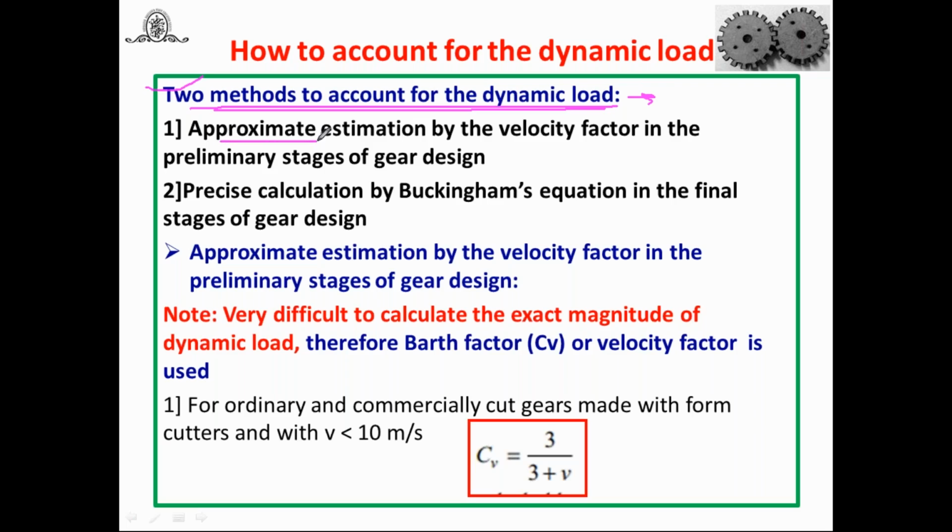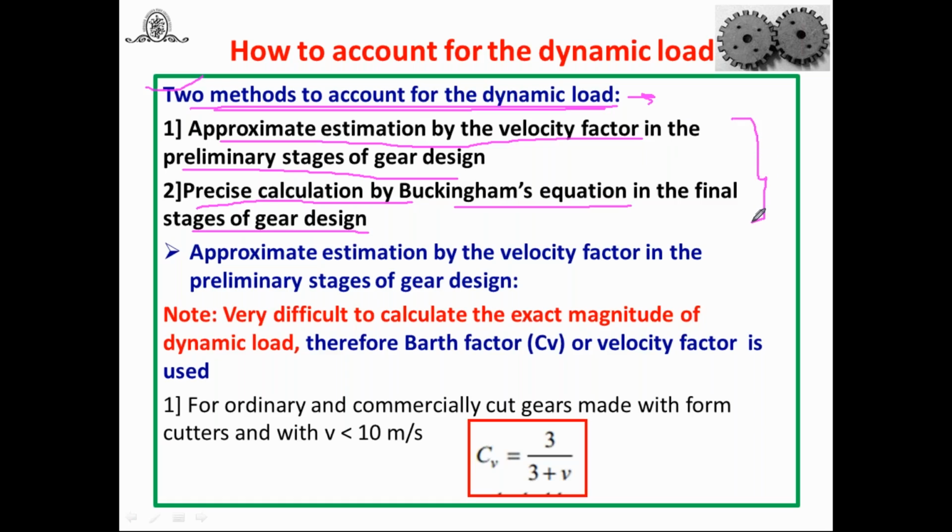The first method is approximate estimation by velocity factor in the preliminary stages of gear design. This is one method. It takes into account the dynamic load. I will discuss this later on. Then the second method is precise calculation by Buckingham's equation in the final stages of gear design.